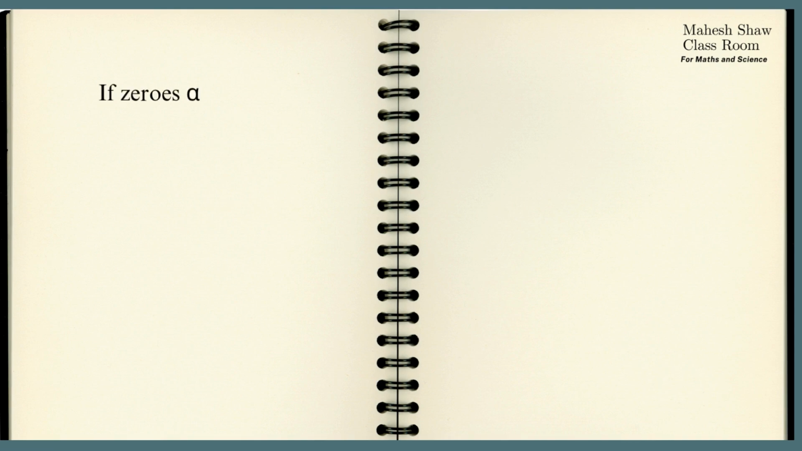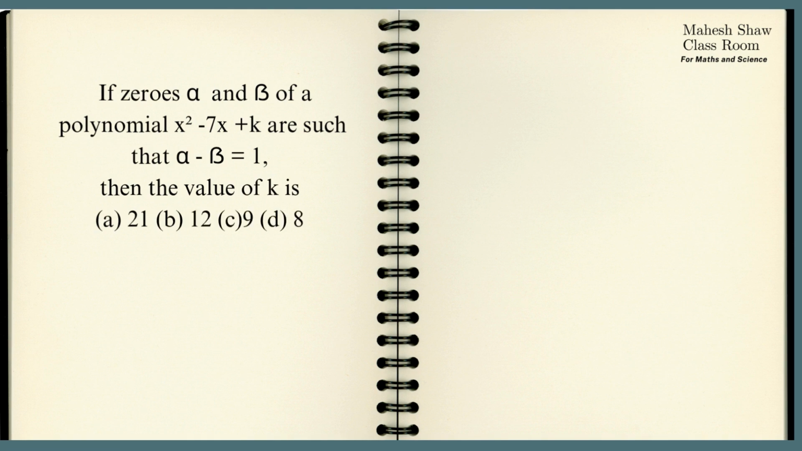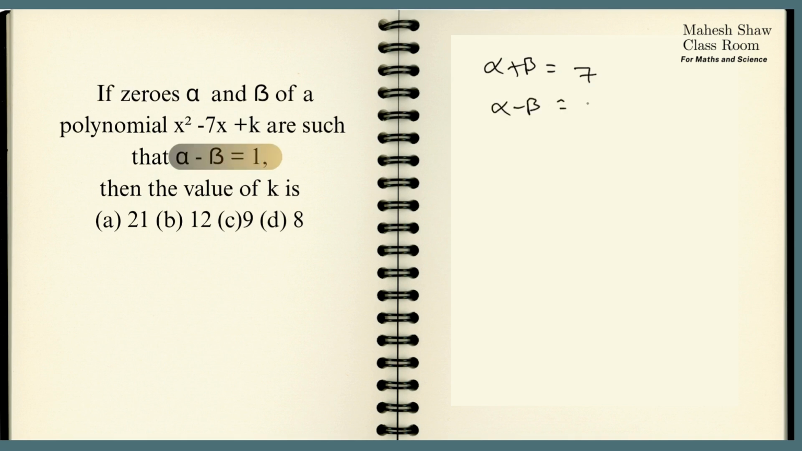The zeros alpha and beta of a polynomial x square minus 7x plus k are such that alpha minus beta equals 1, then the value of k is a 21, b 12, c 9, d 8. We know that sum of the zeros of a polynomial is what? Minus b by a. So it's minus of minus 7, that is 7 over 1. And we are given alpha minus beta is 1. Now eliminating beta over here, we get what? 2 times alpha equals 8. That results to give alpha as how much? 8 divided by 2, that is 4.